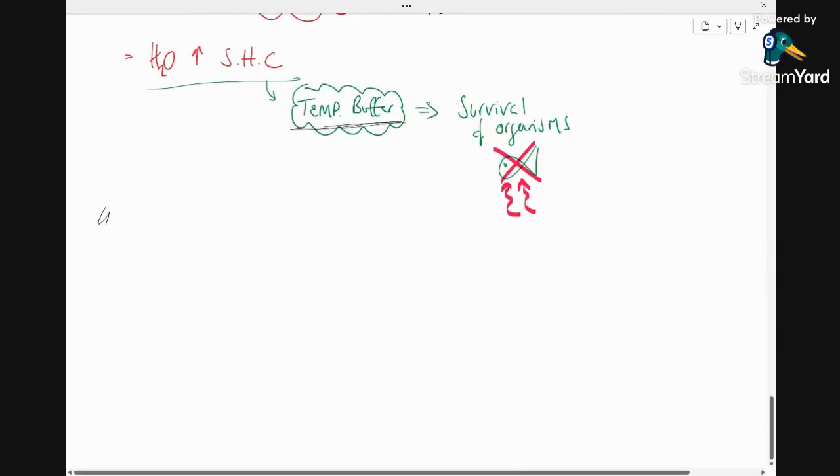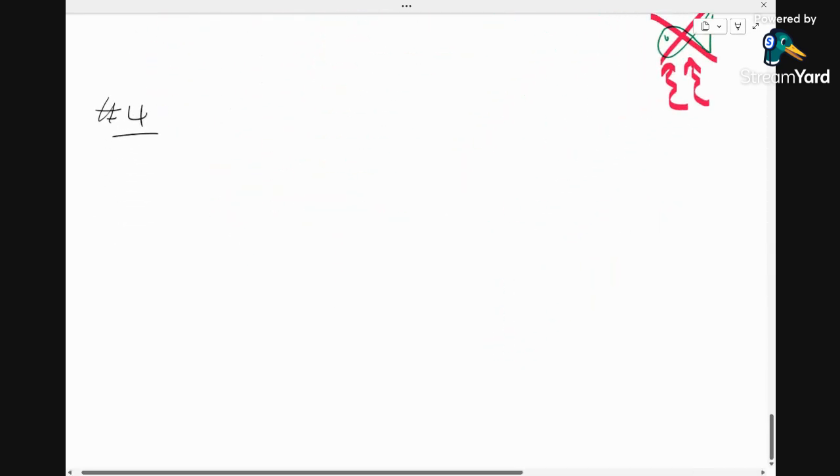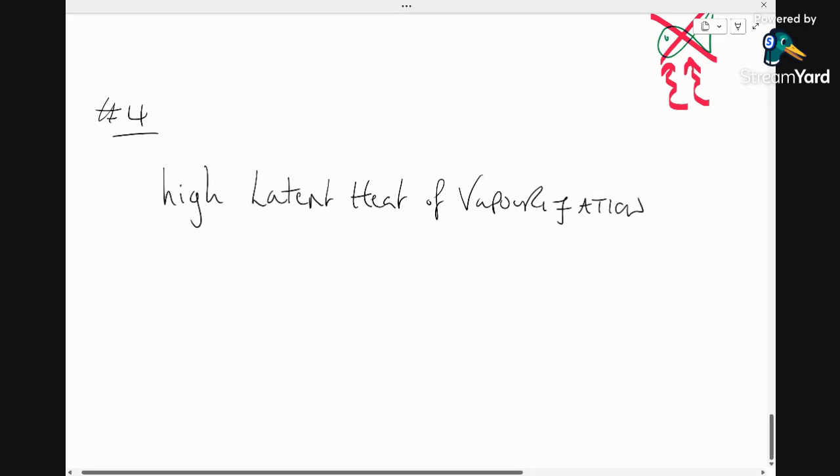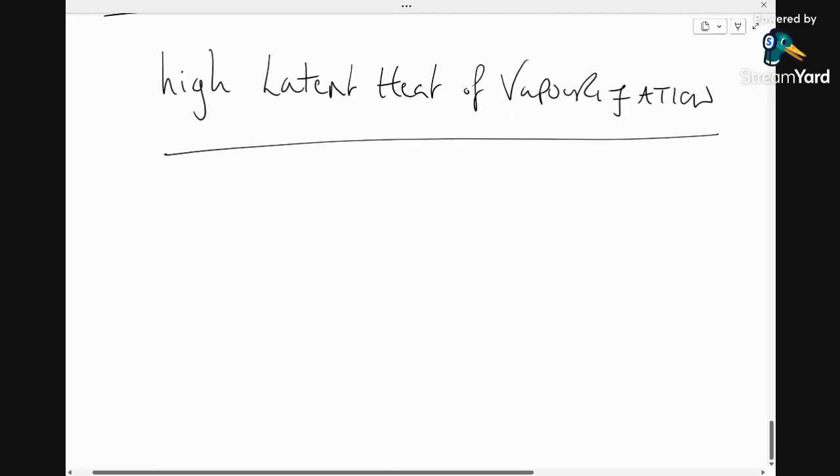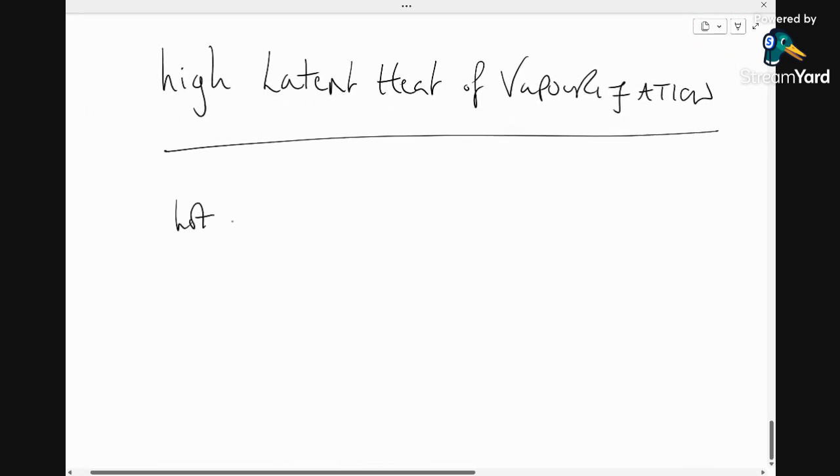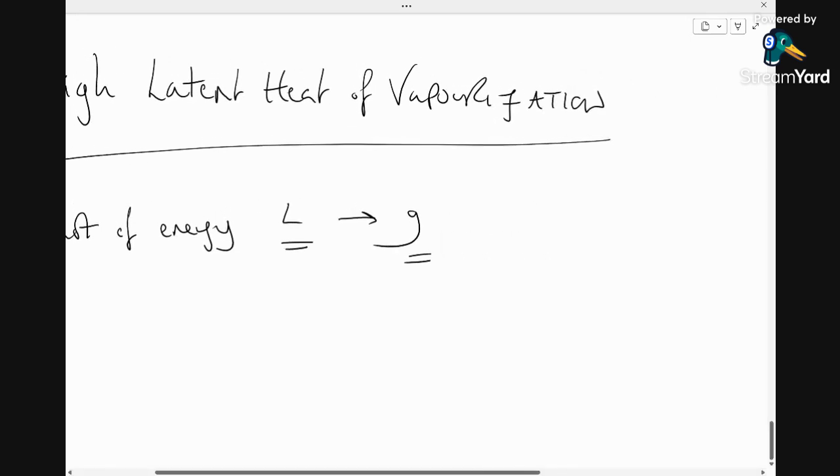Number 4. Property number 4 is heat of vaporization. What this means is that it takes a lot of energy to turn water from a liquid into a gas. In other words, evaporation.